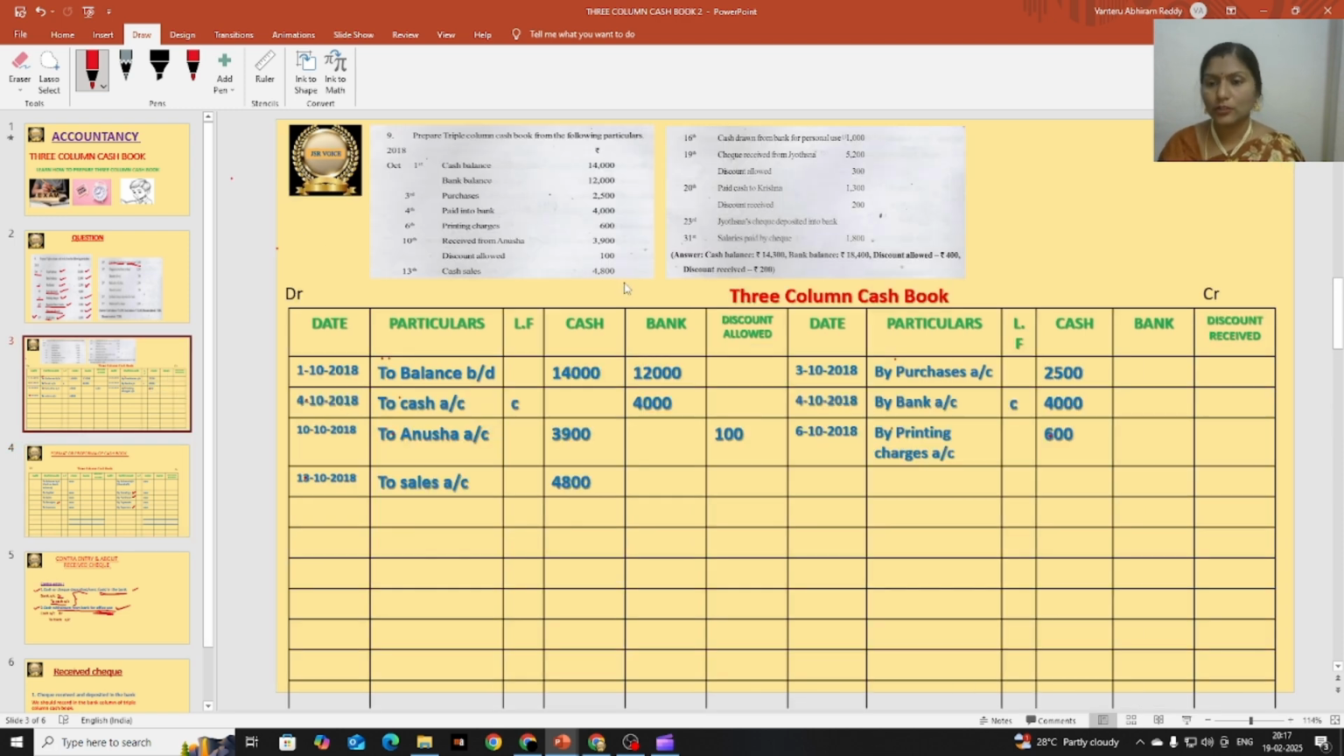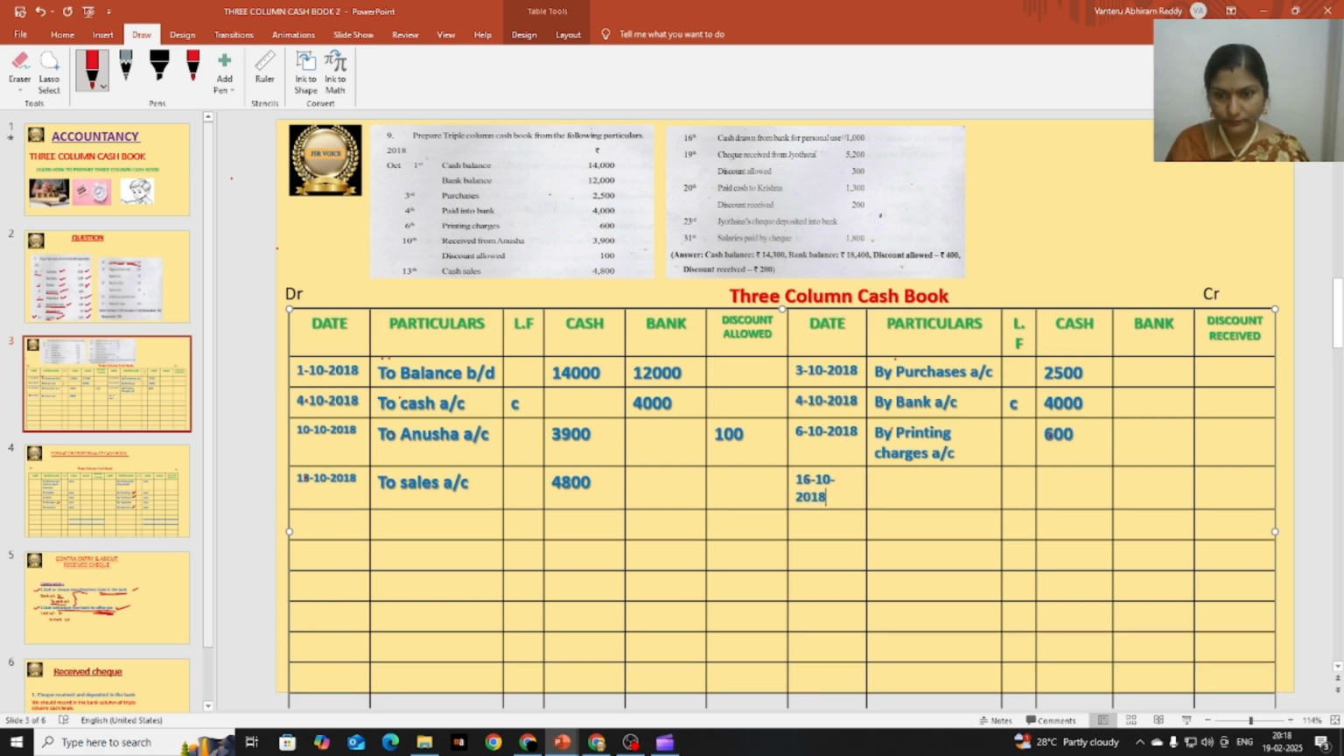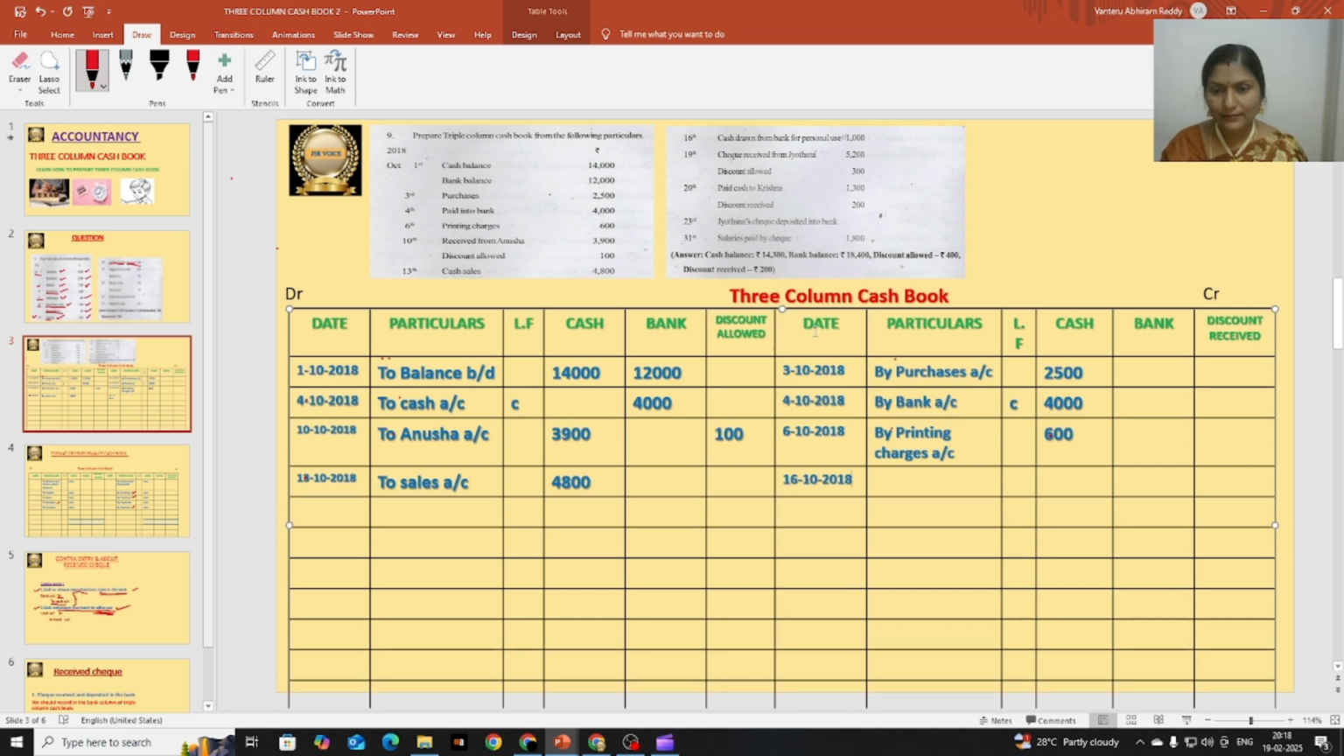Now in our solution also we will record on the credit side. Let us move to the credit side. So here we are going to write on the credit side. What is the date? 16th date, 16-10-2018. And what will we write? By drawings account.